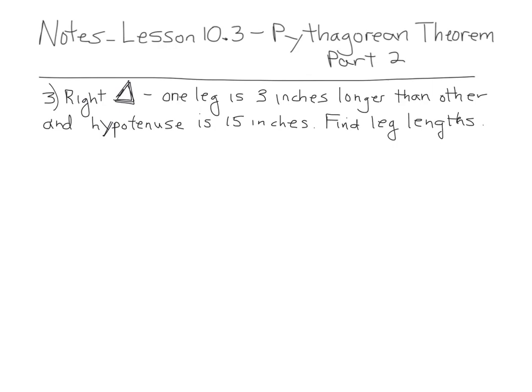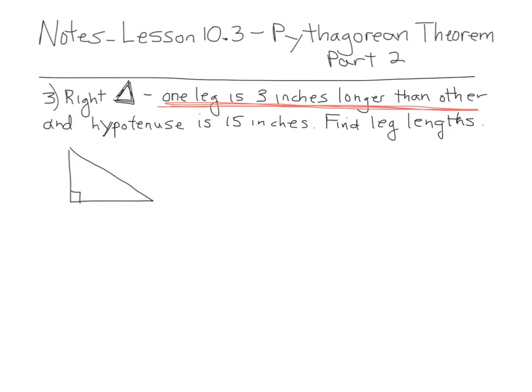Alright, it's going to be really helpful, I think, to draw a picture. So draw a right triangle. A right triangle has one right angle. Okay, one leg is 3 inches longer than the other. So I don't know either leg. I know one's longer than the other. Now remember, the legs of the right triangle together make the right angle. So one leg is longer than the other. So this one's longer. We don't know either one.